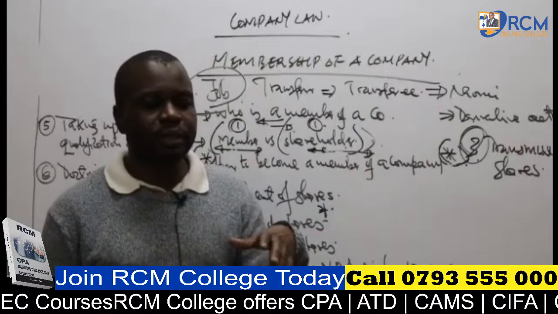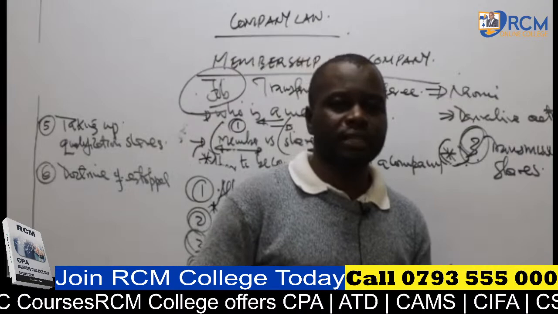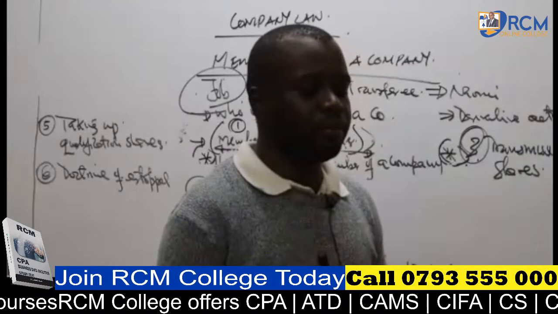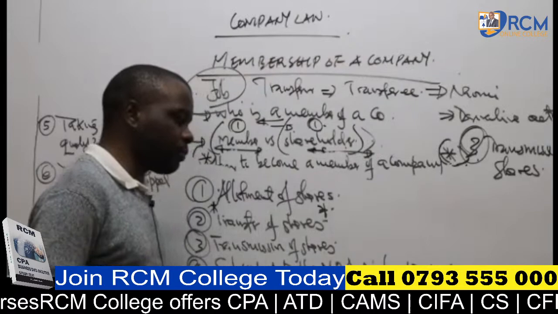For example, being able to get dividends, getting notices, attending meetings, voting at meetings, and all other rights that a member of the company is actually supposed to enjoy. That is what we mean by you becoming a member of the company through the doctrine of estoppel. So those are the ways through which you can become a member of the company.